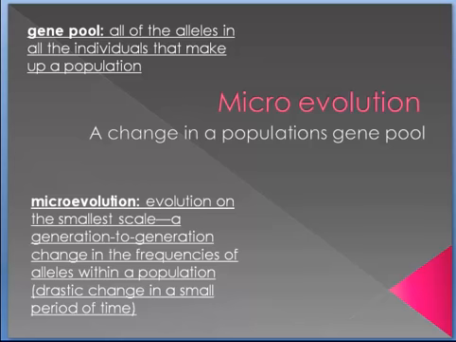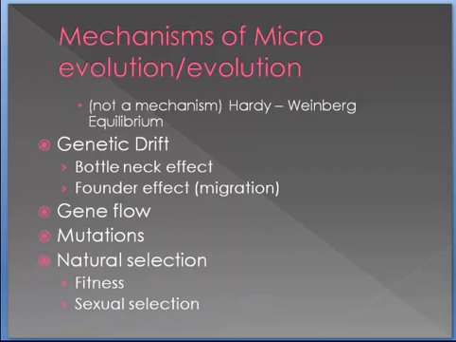Microevolution is evolution at its smallest point, and it is literally a change in the allele frequency from generation to generation. There are several mechanisms for microevolution. The Hardy-Weinberg equilibrium is not a mechanism, and so if something is evolving, that means it's outside of the Hardy-Weinberg equilibrium, and therefore is evolving. So, causes are genetic drift, in which there is the bottleneck effect and the founder effect, also called immigration.